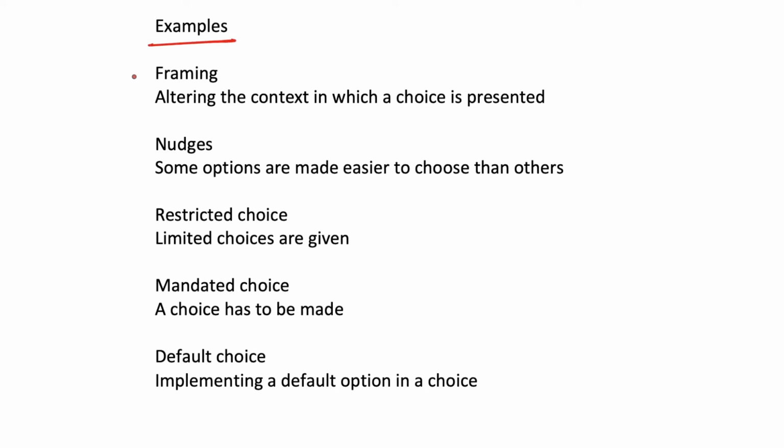So the first example that we'll give is what we call framing, and this is altering the context or the way in which a choice is framed, and this is thus changing the way a choice is presented in order to influence how somebody makes the choice. And this one's very common. People and governments do this all the time.